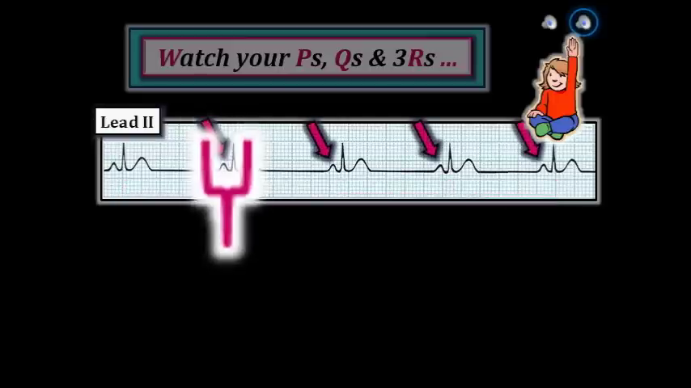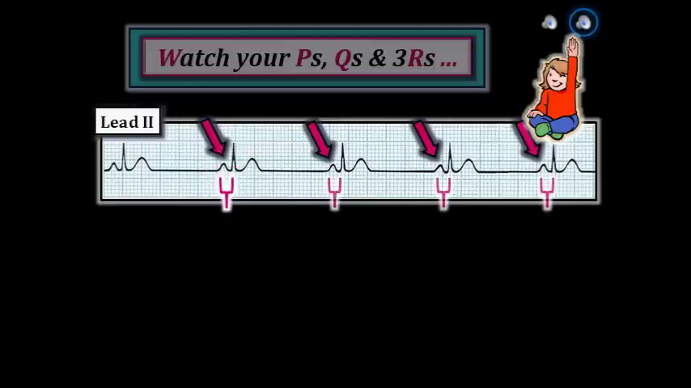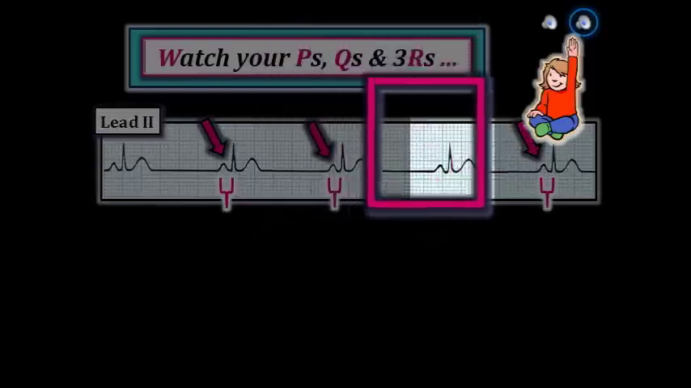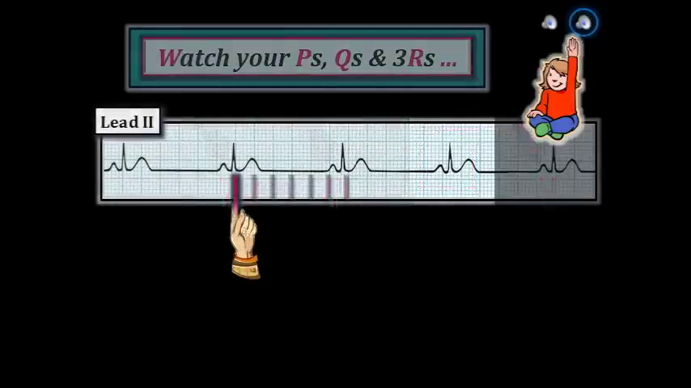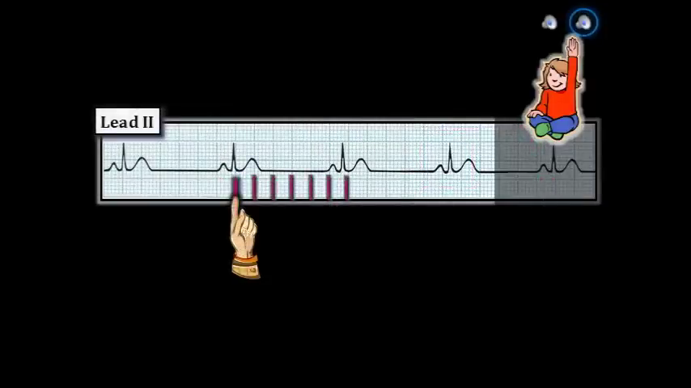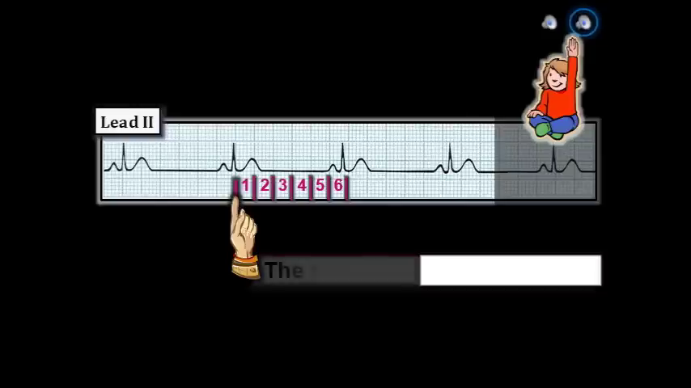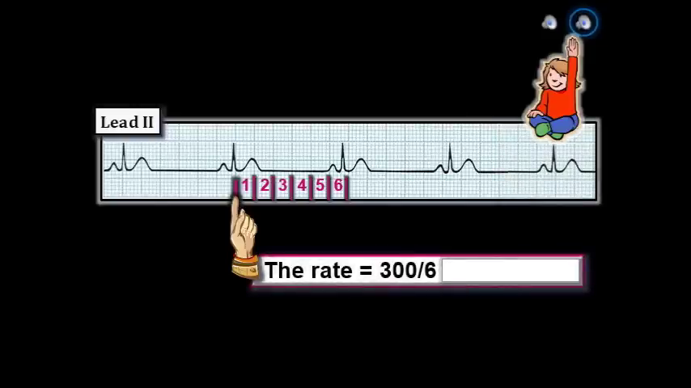There is a constant PR interval preceding each QRS complex, so each P wave is related and being conducted to the ventricles. And the QRS complex is narrow because the QRS is clearly not more than half a large box in duration. The only parameter that we've not yet addressed is the 3rd R, or the rate. Since the rhythm is regular and the R to R interval is about 6 large boxes in duration, the rate is 300 divided by 6, or 50 per minute.